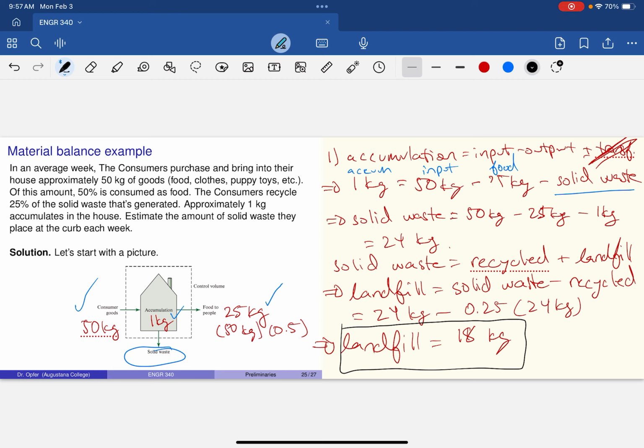All right, so in this problem, the consumers bring in 50 kilograms of goods. Of that 50 kilograms, 18 kilograms goes to the landfill. Right? Remember, everything has to go somewhere.